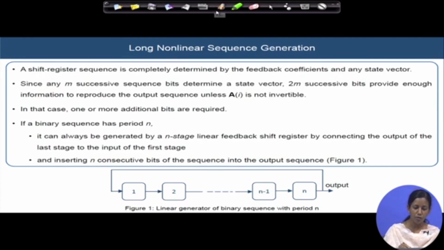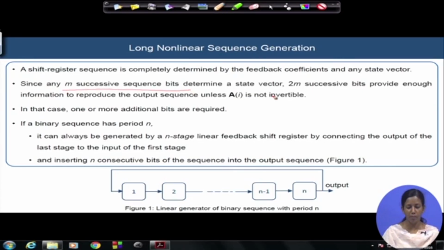Say I have small m successive sequence bits determined by a state vector, and 2m successive bits provide the total information about how to reproduce that output sequence once again, unless A inverse is not invertible. If A is invertible, then this information alone is sufficient to give you the whole information to regenerate the circuit and regenerate the code. And in that case, hardly one or more additional bits may be required if your A is not invertible also.